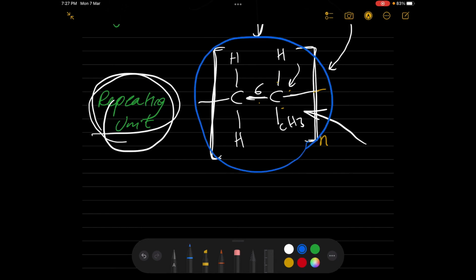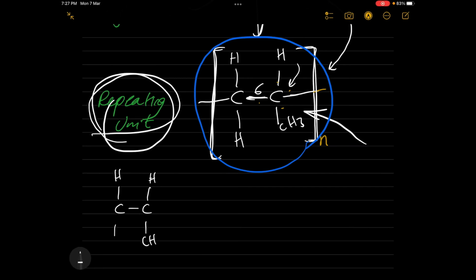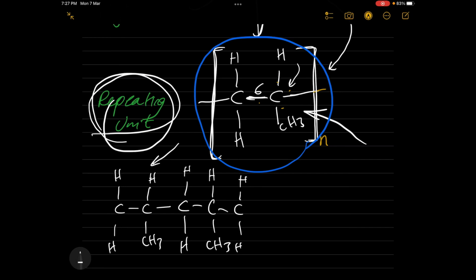So we will draw the first carbon here, 1, 2, this is the first unit. We have hydrogen here, and we have hydrogen. We have CH3, and here we have hydrogen. Okay, this is the first unit, by the way. Now let's bond it to the second unit. We have CH, here we have H, and we have CH3. And let's go to the third one. Here we have C, and here we have H.